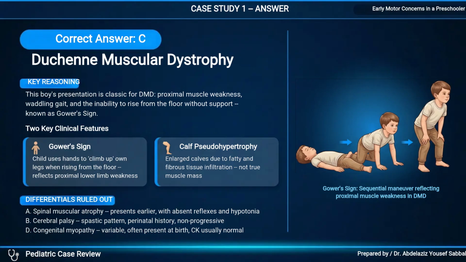Spinal muscular atrophy presents earlier with absent reflexes and hypotonia. Cerebral palsy shows a spastic pattern with perinatal history and is non-progressive. Congenital myopathy is variable, often present at birth, with usually normal creatine kinase levels.